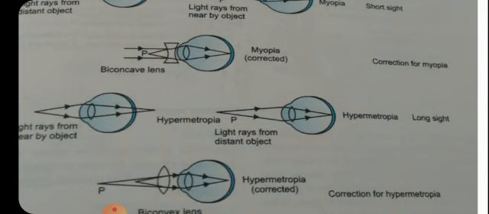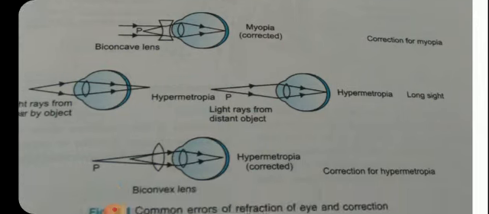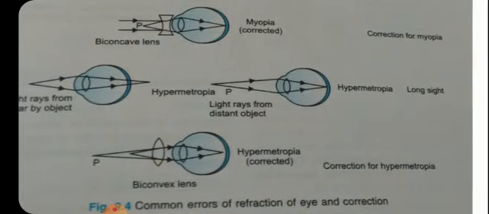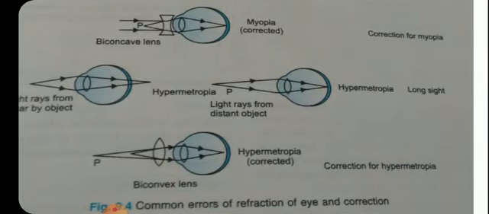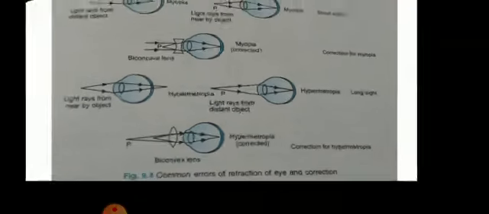Now the near point is further than normal, so the patient needs the biconvex lens at an earlier age. You can see that's very clearly mentioned in the figure. A convex lens is used and hypermetropia is corrected.